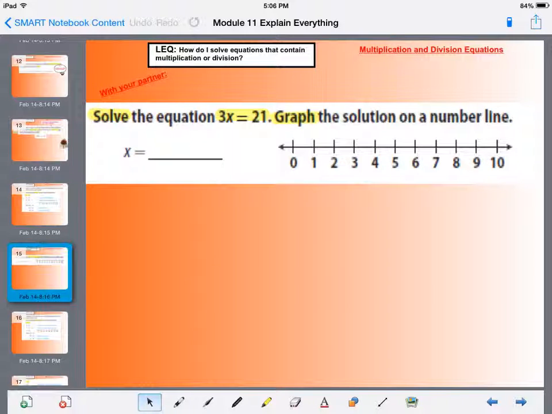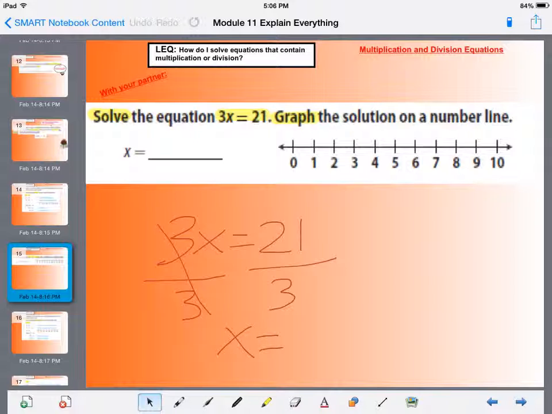So we can go ahead and practice this one together. We have 3x equals 21. We're going to solve for x, and we're going to graph the solution on the number line. This is an equation involving multiplication. So to solve for x, we're going to do the inverse operation, which is divide both sides by 3, so that we can cancel and solve for x. x equals 21 divided by 3 is 7, and when we graph that, x equals 7 on the number line.